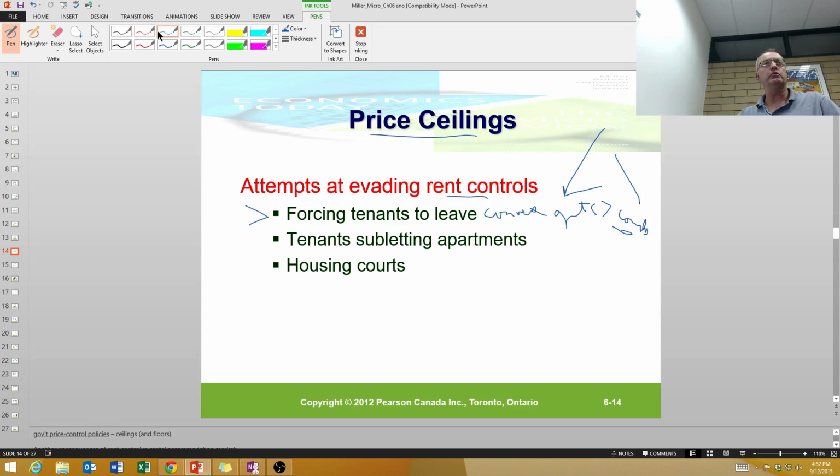So another way people try to evade rent control is tenants sublet the apartments to someone else. And the landlord doesn't charge the higher rent, the tenant does. And then the tenant moves out of that apartment and uses the higher money received from the subletting tenant to go rent a better place someplace else. So it's kind of an indirect way of getting around these price controls.